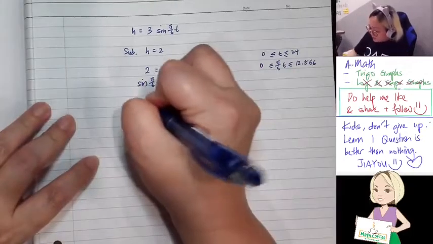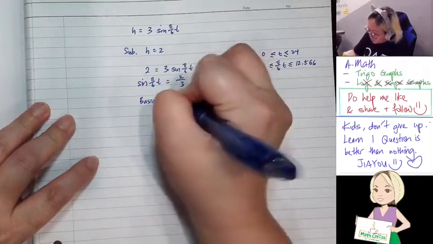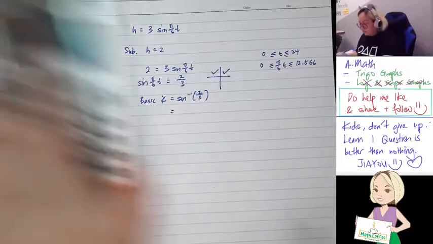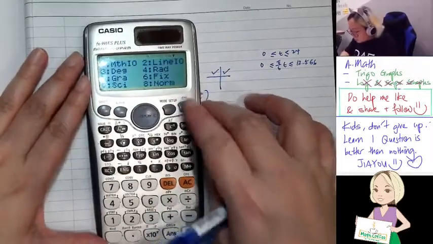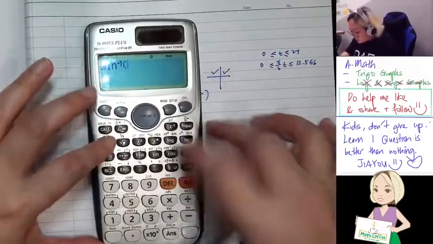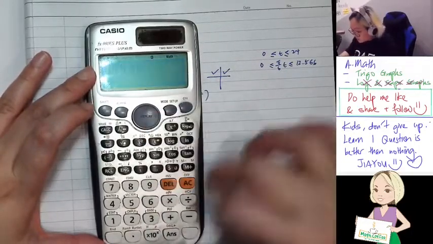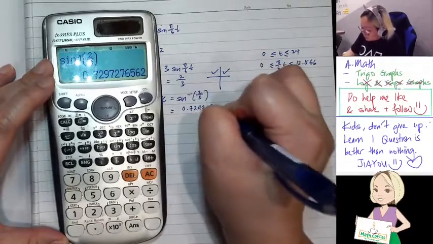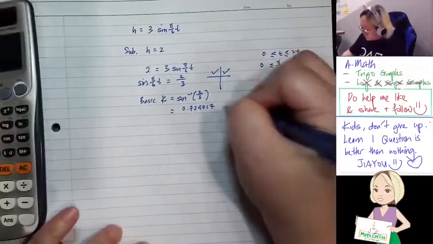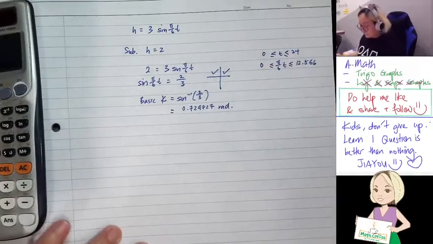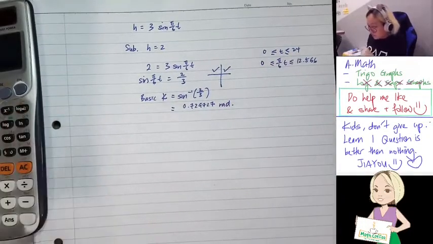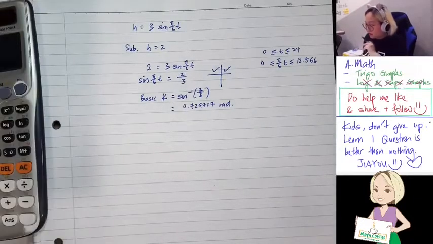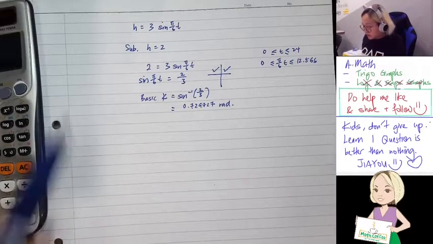So let's find our basic angle. Basic angle will be equal to sine inverse 2/3. So I have to be in radian mode. Radian, sine inverse 2 over 3. And that will give us 0.729727. So if it's sine 130, it will be sine 50. Yes, correct, because the basic angle is 50.